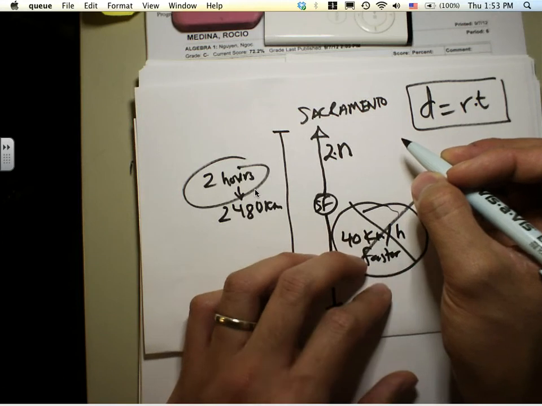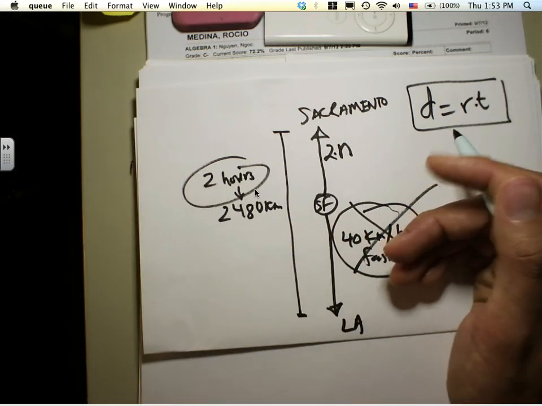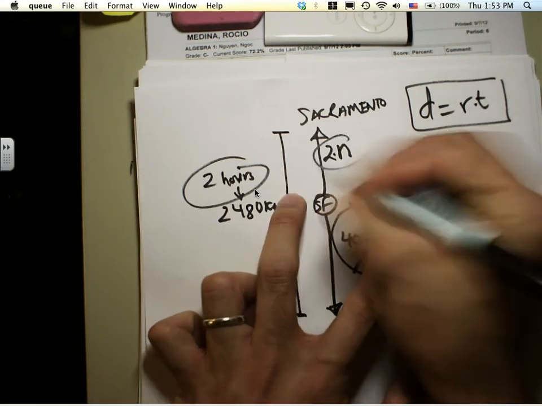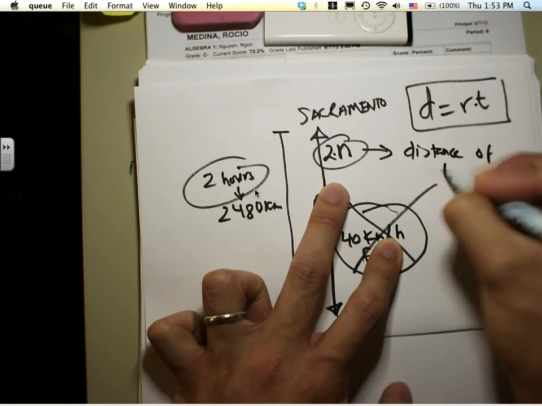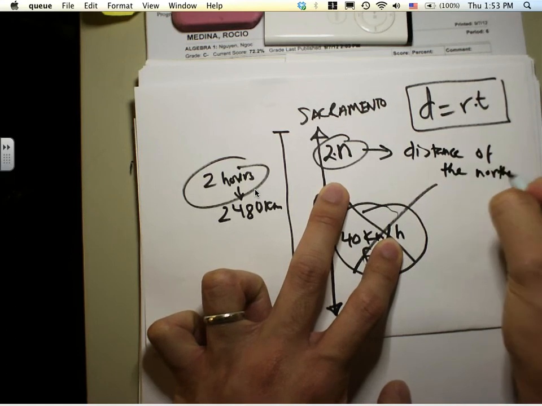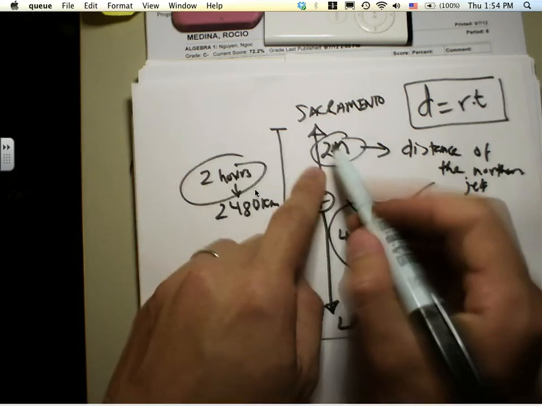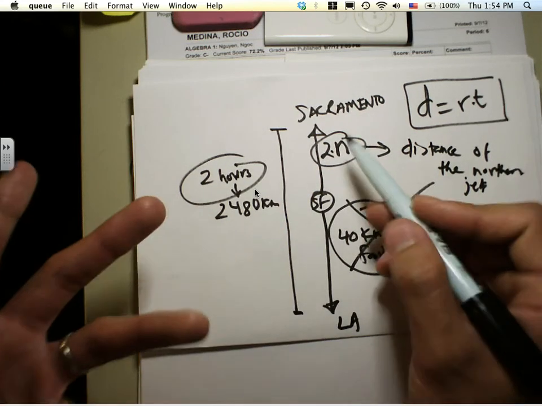Twice the speed. Wait, think. Distance of what? The northern. The northern what? Northern jet. So does that mean 2 times N here will give you the distance of the northern jet? Is that true? Because I just basically follow the rule. Time times the rate, which is the speed, will give us the distance, right? So there it is. I got it.